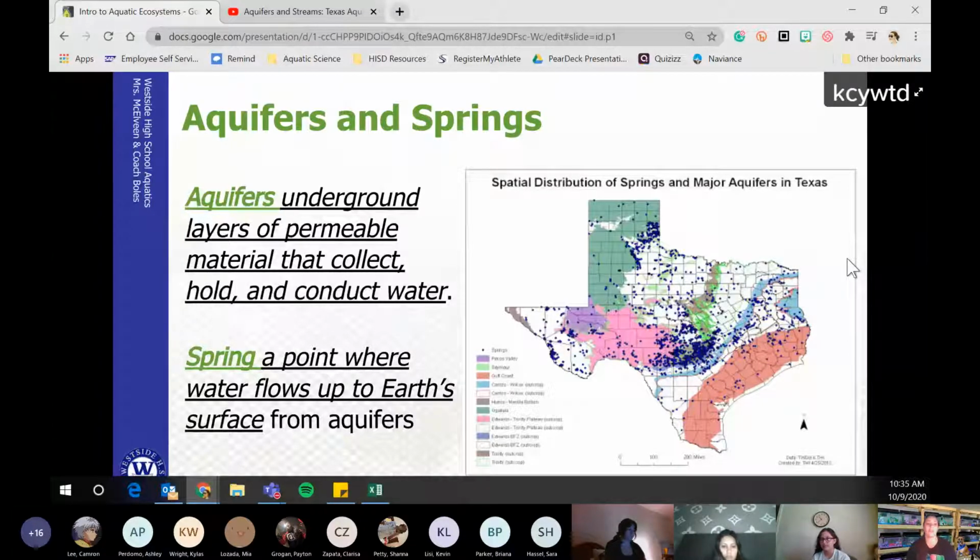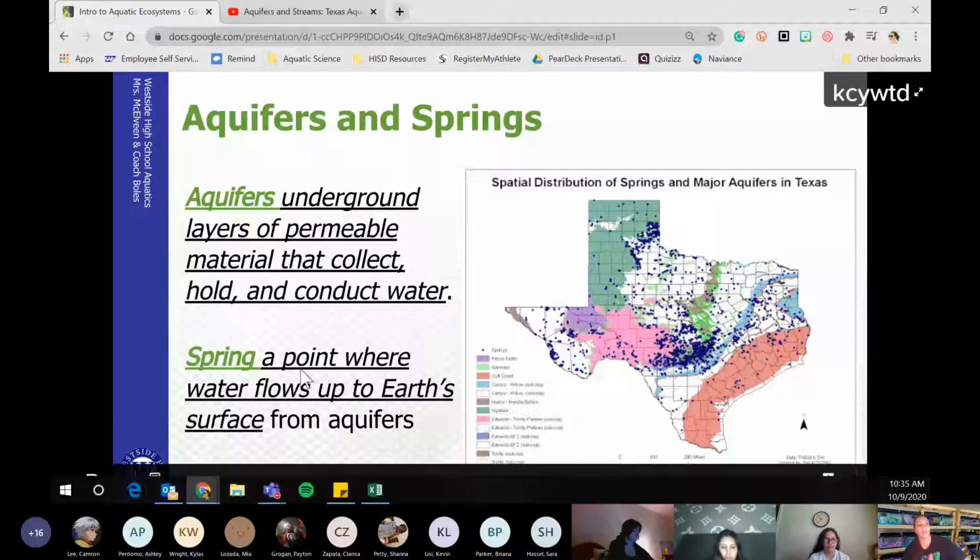If you watch my video, the best example would be like gravel or marbles. It's a whole bunch of different materials. But if you pour water in it, it can hold water. And if you put a straw in there, you can pump the water out. So it's an area that holds water, but I don't want you to think it's like a big swimming pool underwater. It's filled with rocks. And then a spring is where that water flows up from the Earth's surface out of that aquifer.